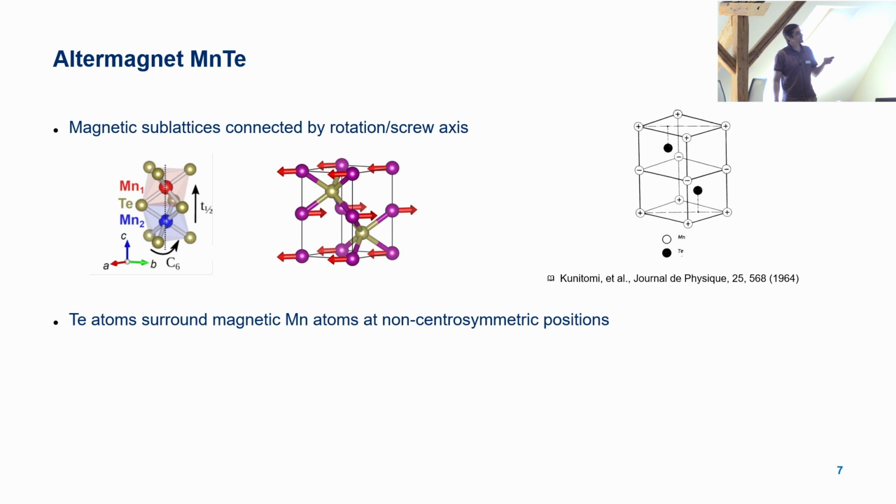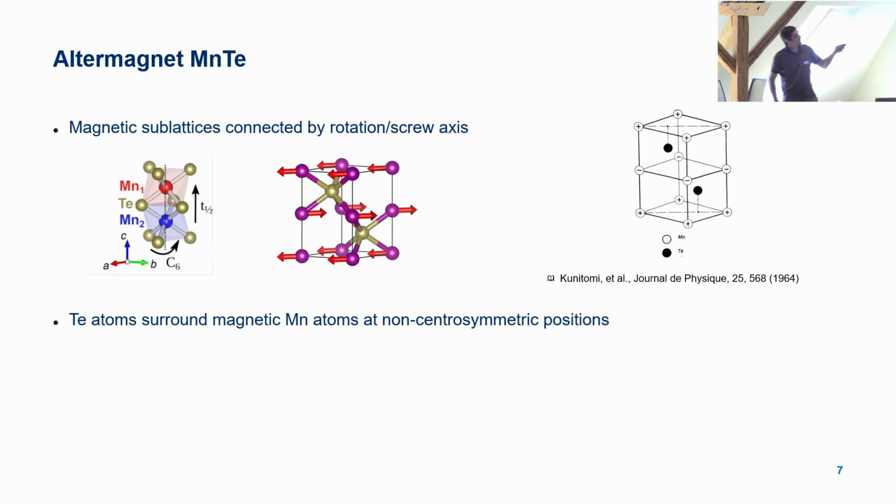Manganese telluride is a material which has been studied already for more than 60 years, likely. So here is a picture from a paper from the 60s where they already had neutron diffraction data and confirmed this antiferromagnetic order. It's a hexagonally ordered material where you have ferromagnetic planes of manganese which are stacked then with an antiparallel magnetic order. So here is the more modern version of the same picture with some arrows for the magnetic moments.